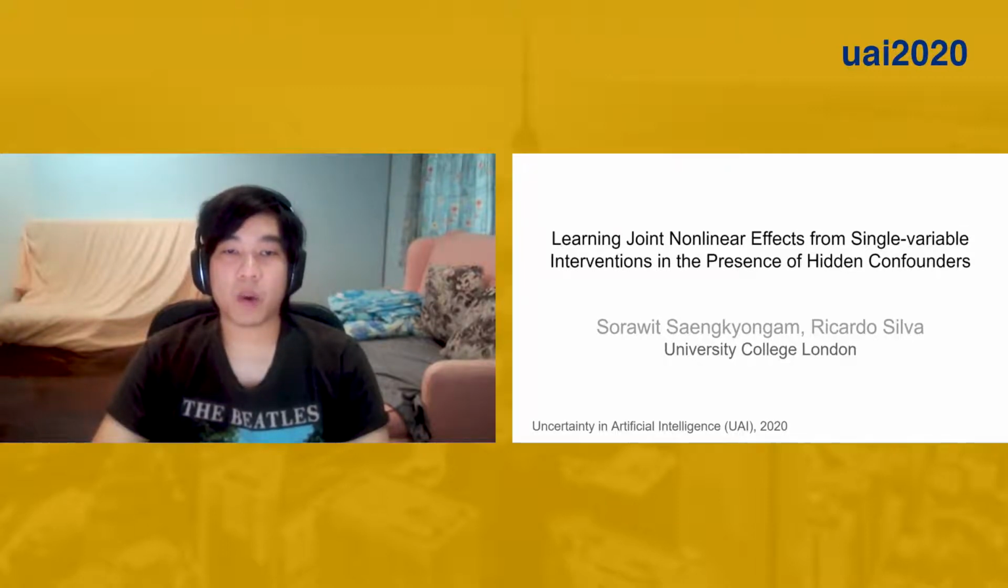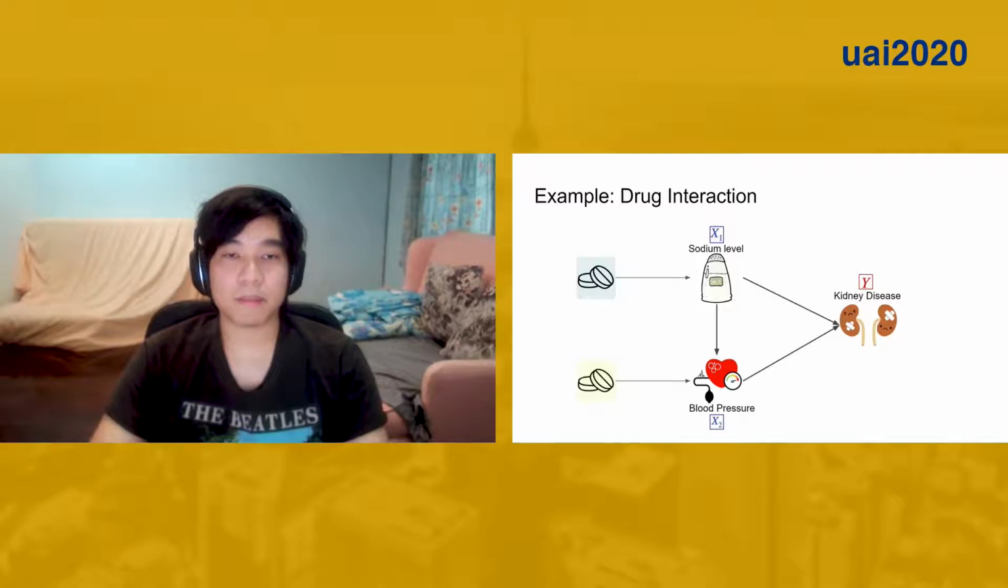Today I'm going to present our work on learning joint nonlinear effects from single variable interventions in the presence of hidden confounders. This is the work that I did with Ricardo Silva at University College London. I'll start by giving an example that will illustrate the motivation of our work.